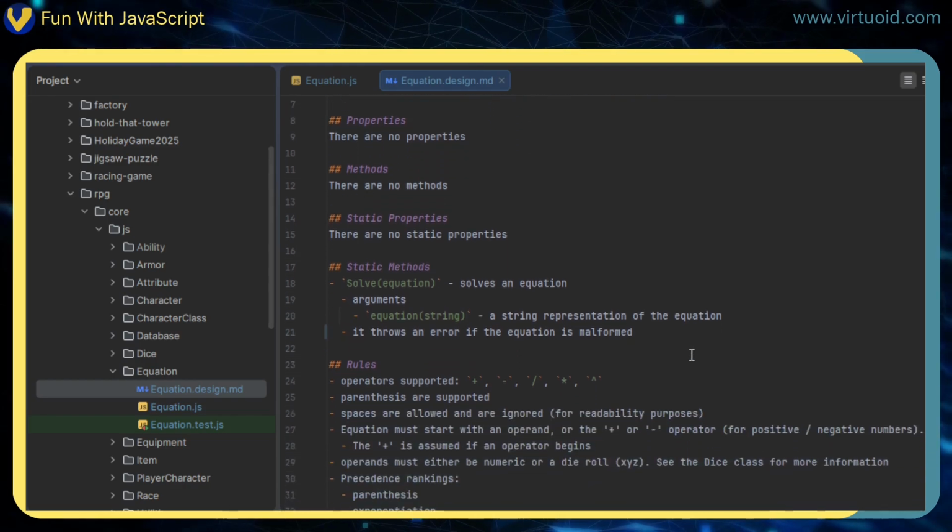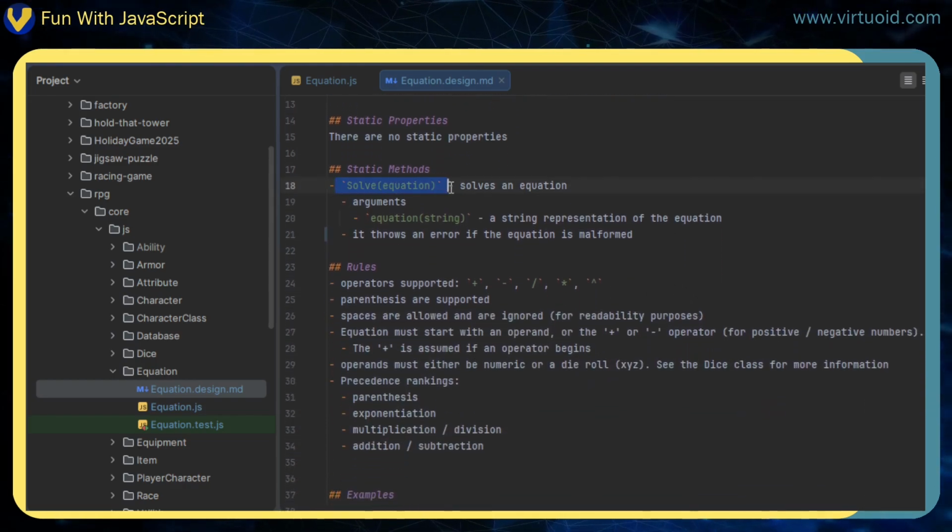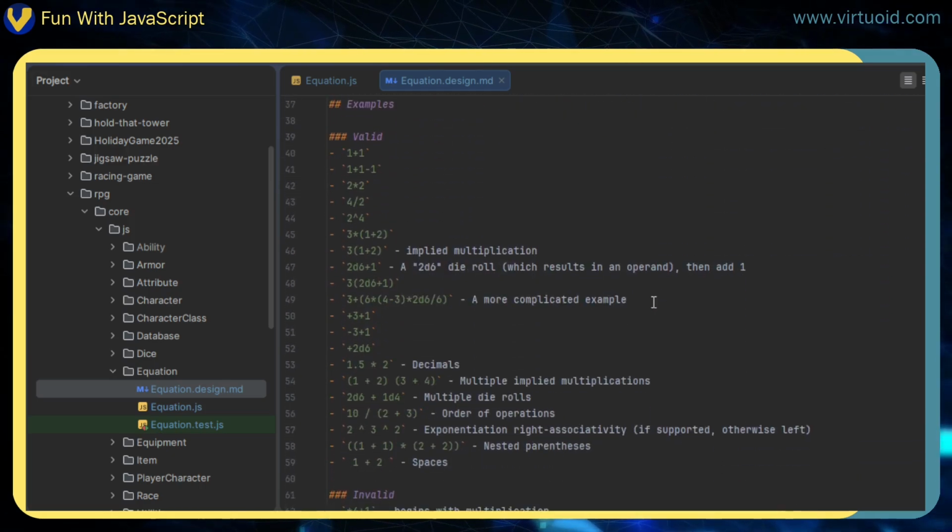The design is going to be very simple. It's going to be a static class, and it just has one static method called solve. And you pass to it a string. What do these strings look like? Well, the strings look like this. You want to say 1 plus 1 or 3 times 1 plus 2. That will basically give you the 9 automatically there.